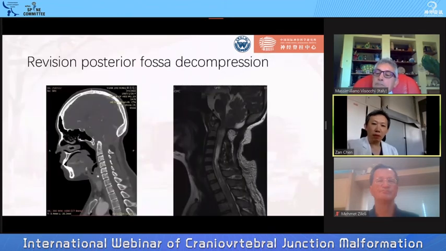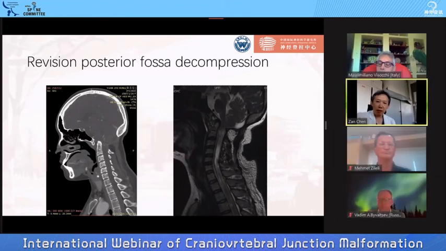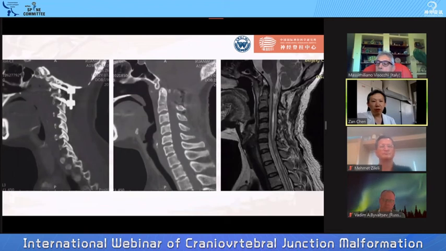Also, we meet a lot of this kind of patient who have had posterior fossa decompression, but the surgery did not solve the problem of the patient, and we have to perform revision surgery. We release the facet joint bilaterally and implant a cage, and with the internal fixation system, we can get a complete reduction between C1 and C2.